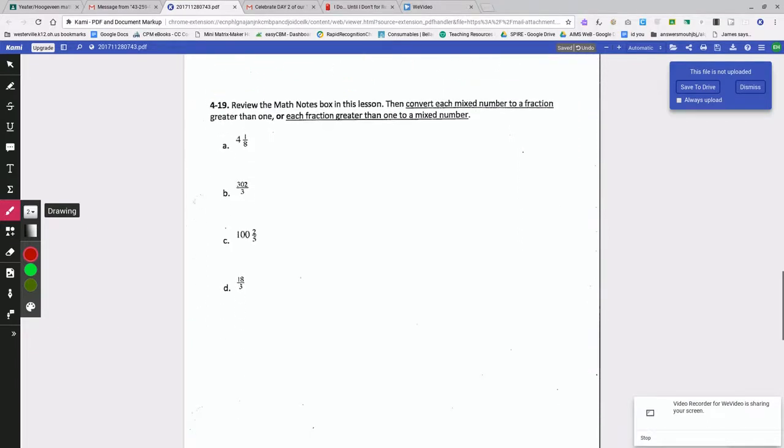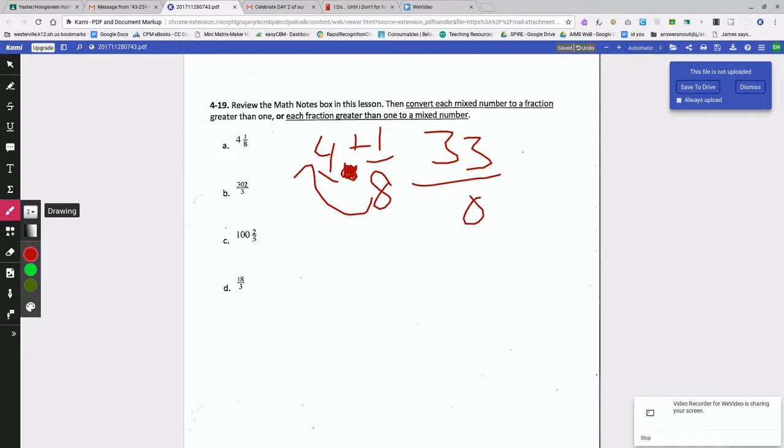A little bit of review is just converting mixed numbers into fractions greater than 1. When you have 4 and 1/8, the easiest strategy is you always multiply the denominator by the whole number, and you add the numerator to the top and keep the denominator. So, for example, you do 8 times 4, which is 32, plus 1, which is 33. Keep the denominator. So you can use that strategy for D, and I guess just for C.